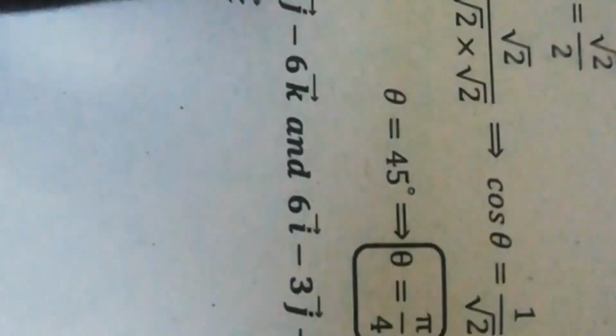This is the degree value. If you want to change to radian value, pi means 180 degrees. So 45 means pi by 4, since 180 by 4 is 45. 90 means pi by 2, 60 means pi by 3, and 30 means pi by 6.